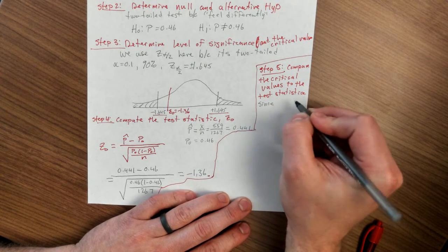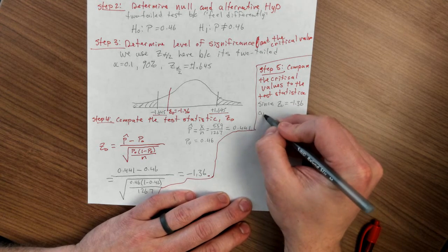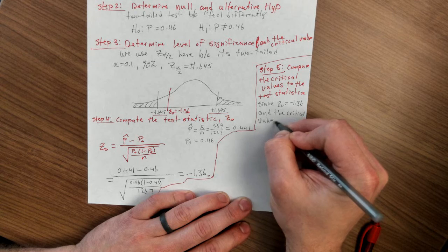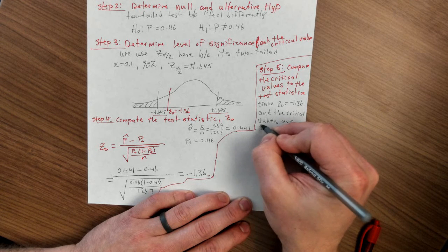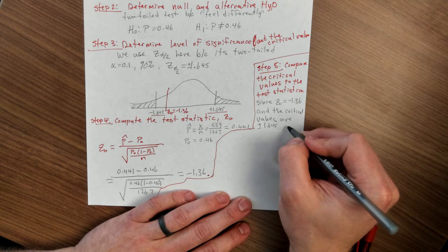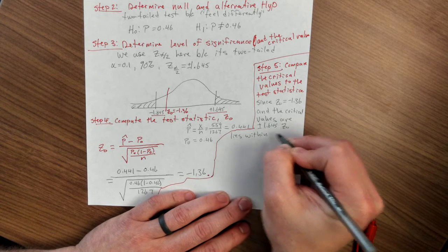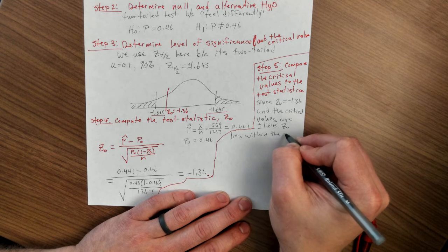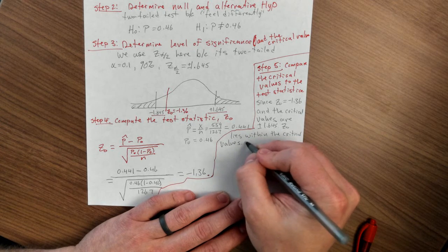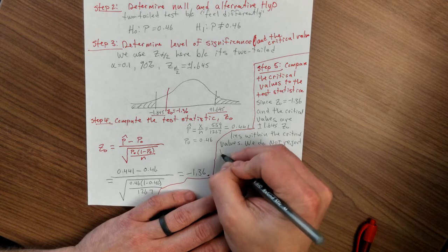Since z-naught is equal to negative 1.36 and the critical values are plus and minus 1.645, z-naught lies within the critical values, we do not reject the null.